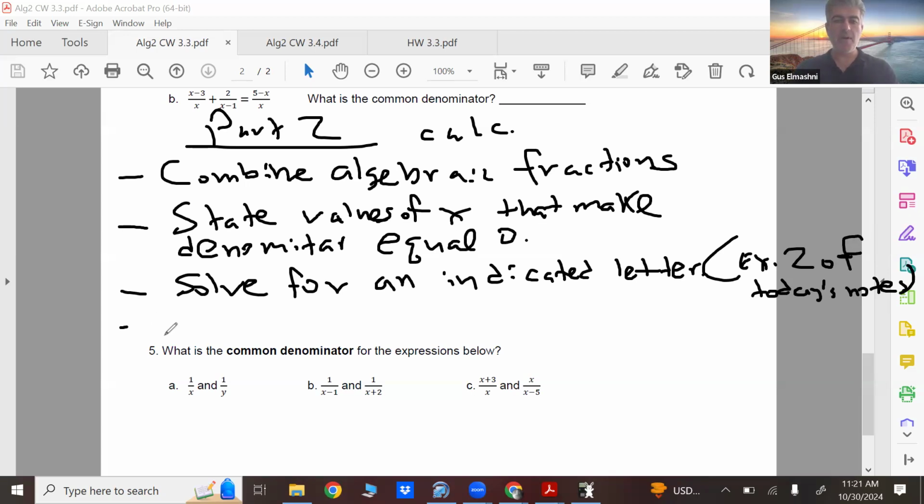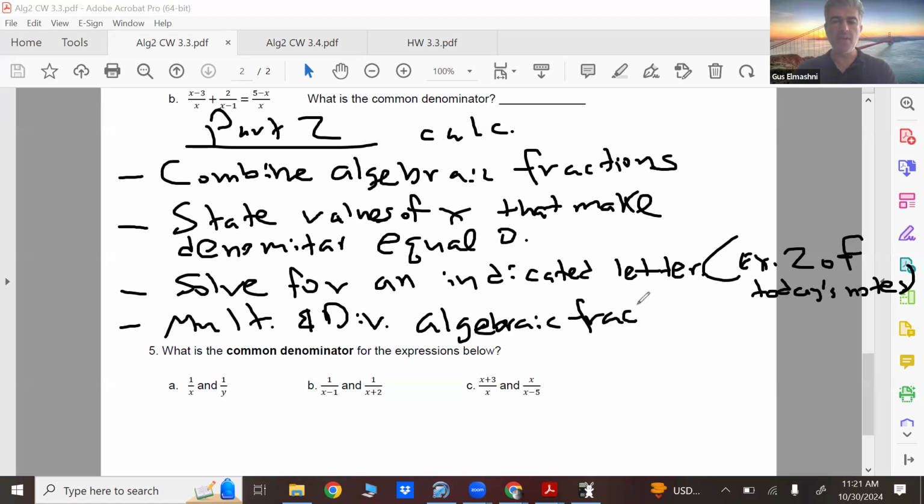There's going to be something involving multiplying and dividing algebraic fractions. You'll see what I mean by that by Friday. And that's going to involve heavy factoring. There's heavy factoring involved with that.